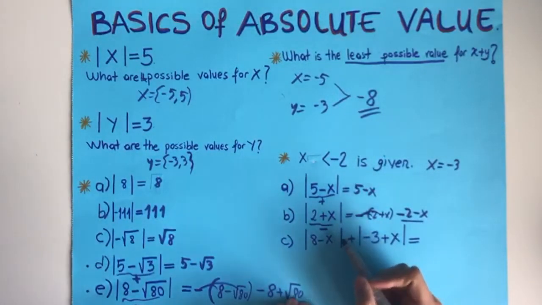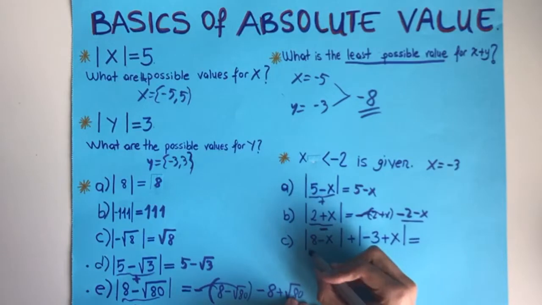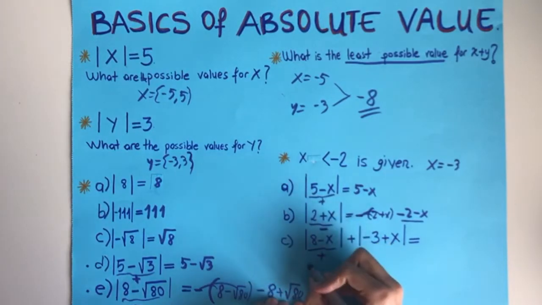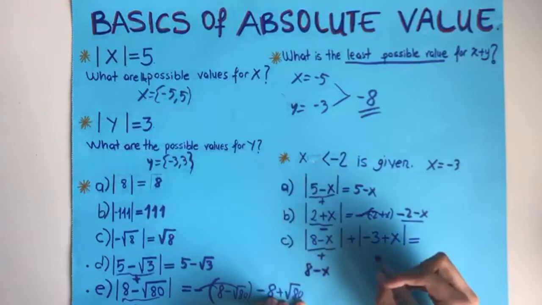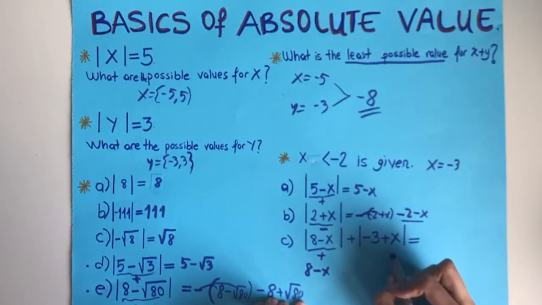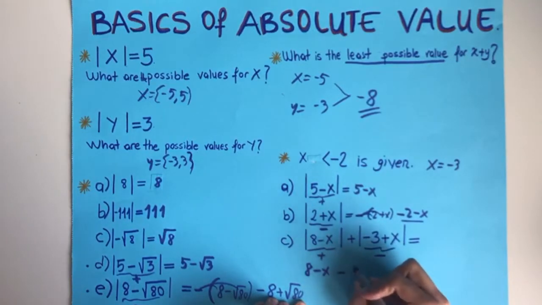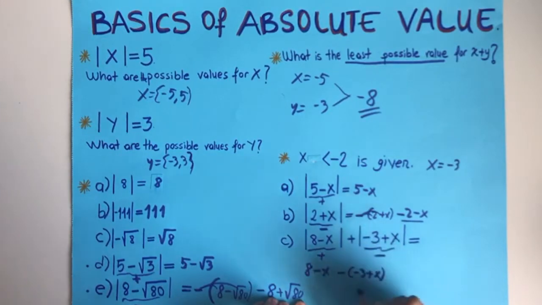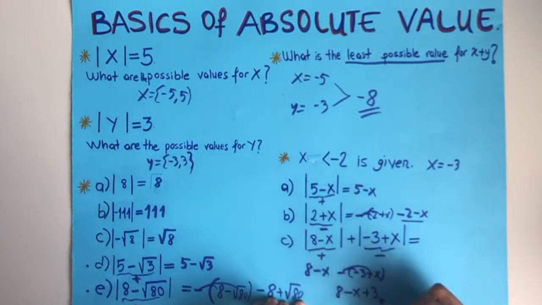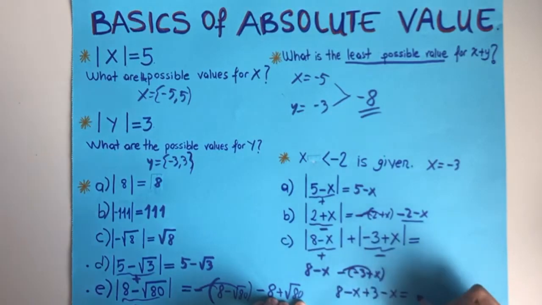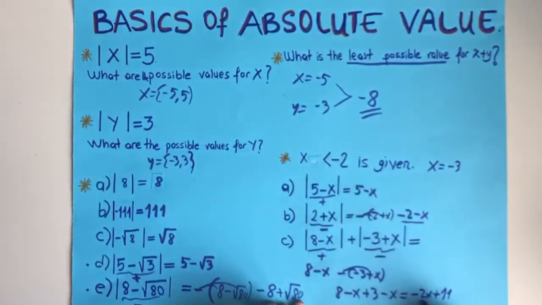So for the C part, 8 minus x, which is a positive expression, so we write it directly the same. And after we have x minus 3, which is a negative expression, so we write it with a minus sign in front of it. And then we distribute this, so we get 8 minus x plus 3 minus x, which is equal to minus 2x plus 11 as a result.